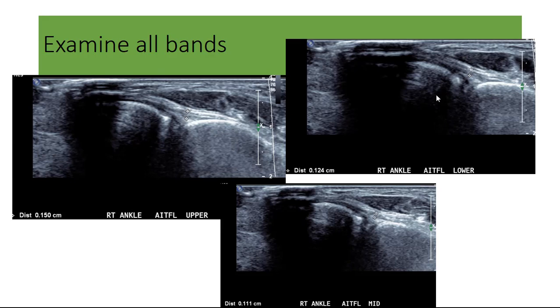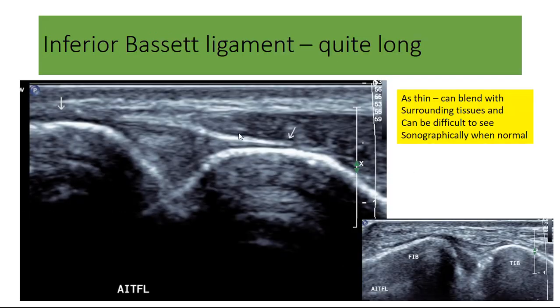It is important that we examine all bands. So this is the upper band, this is the lower band, and this is a middle band. You can see the lower band's a bit longer. They all tend to look the same. You can see the thickness of them is roughly around the same. Here's the Bassett ligament here. You can see it's quite long. I've got it zoomed up so it's not so clear, but it would extend from about here to here. So it's quite a thin band, and you can see the ligament extends from out here to right over here.